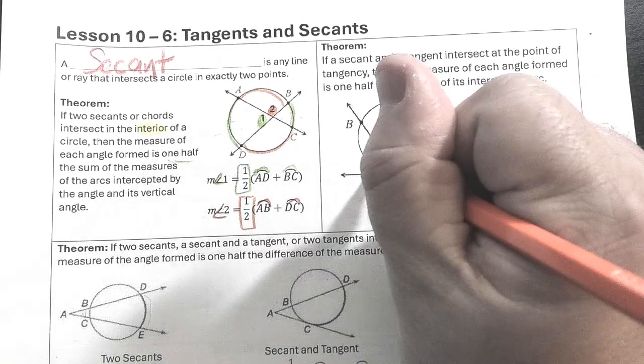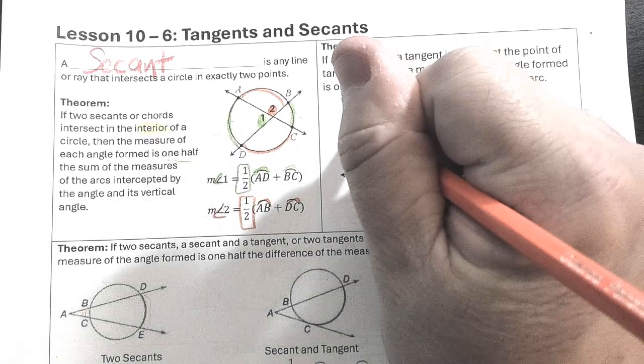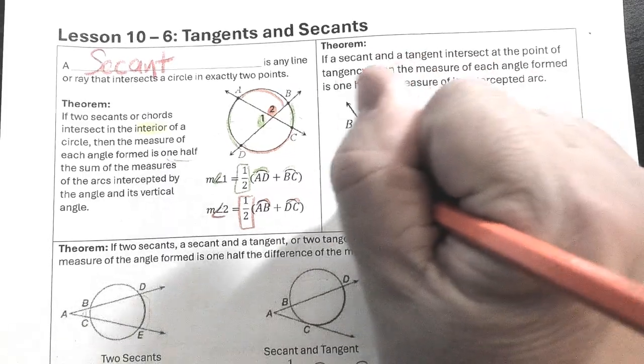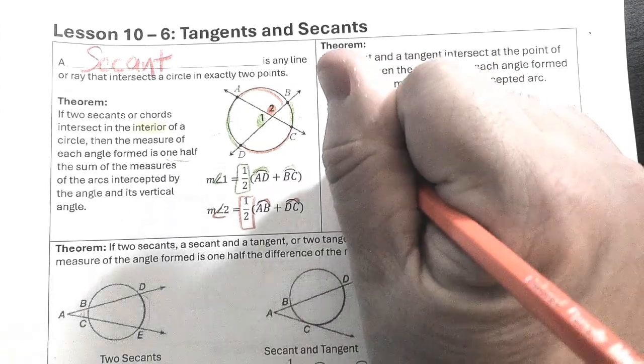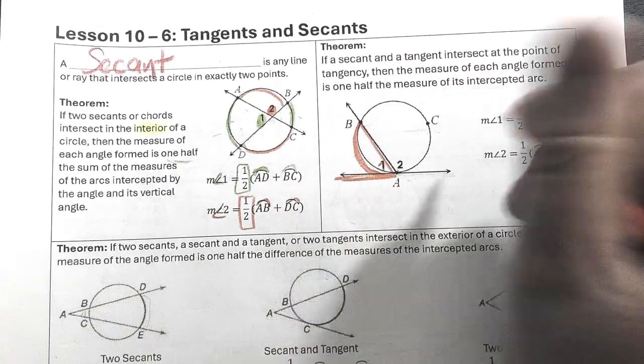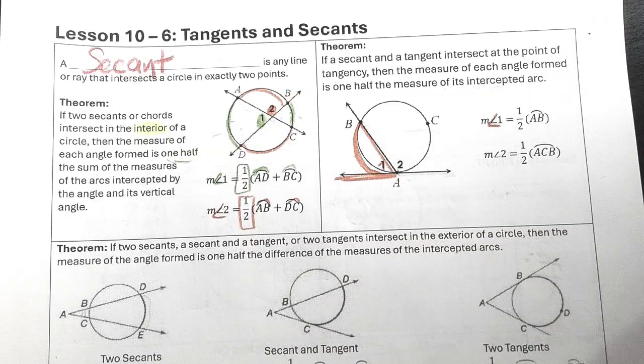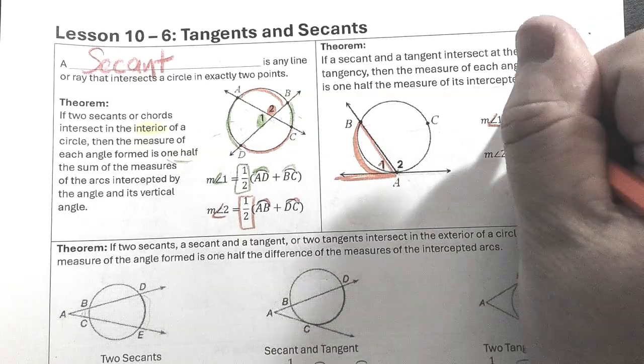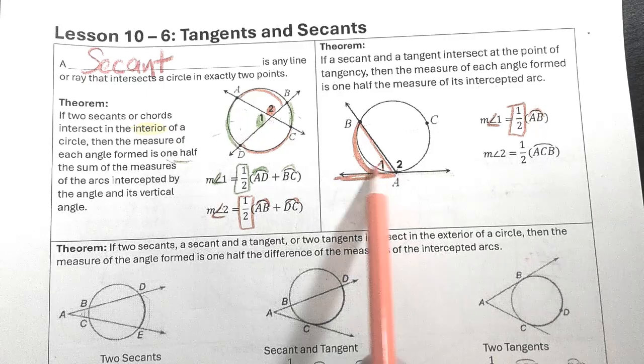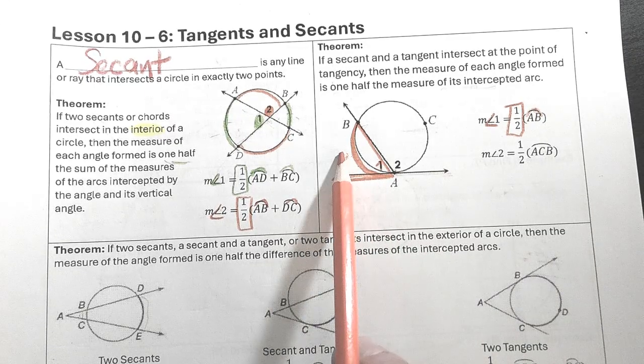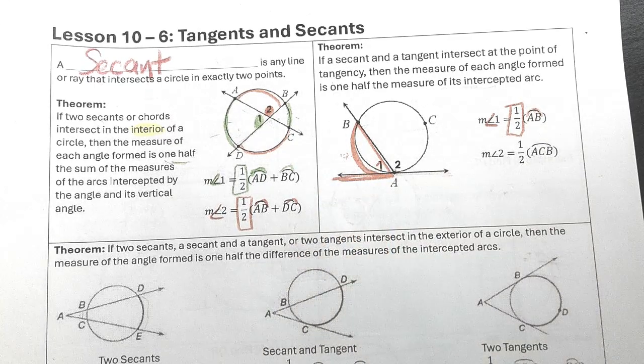So let's do it this way. We'll say this is angle 1. Angle 1 is created from this angle, so it's this arc. So angle 1 is equal to 1/2 of arc AB. So if this arc, say, was 90, then angle 1 would be half of that. It would be 45.